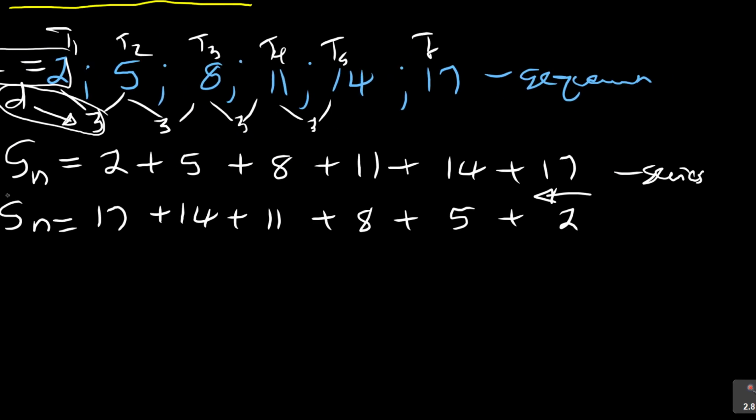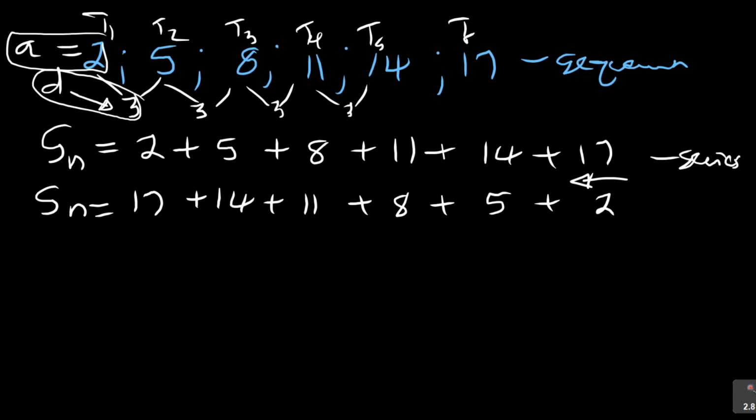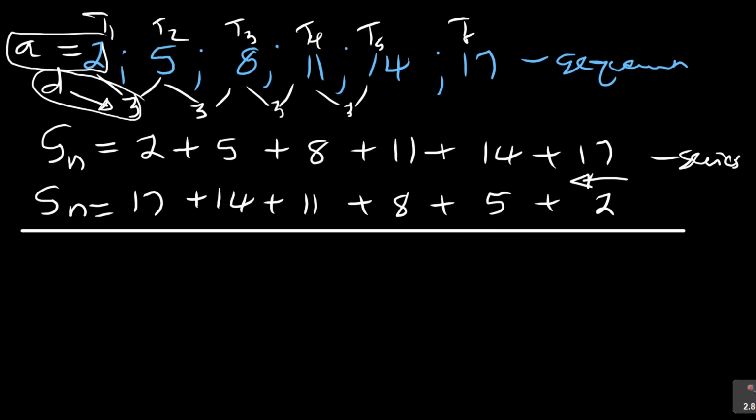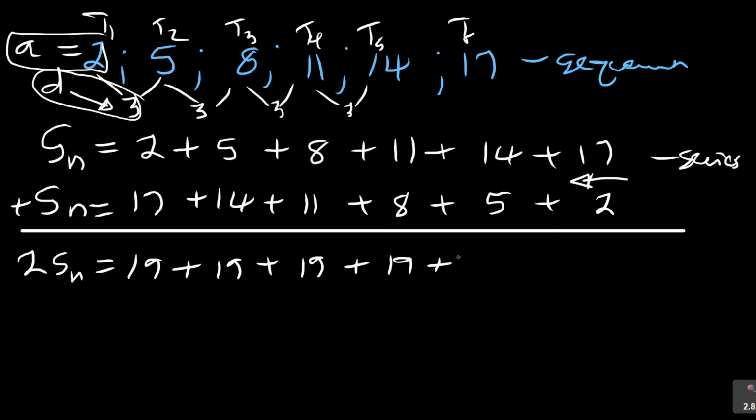So when I do that, look at this. If I add this, it would be 2Sn, because it's Sn plus Sn. Then 17 plus 2, it's 19. Now 14 plus 5, it's 19. You see what's happening? 11 plus 8, it's 19. This is 19, this is 19, this is 19. Do you see what's happening here?